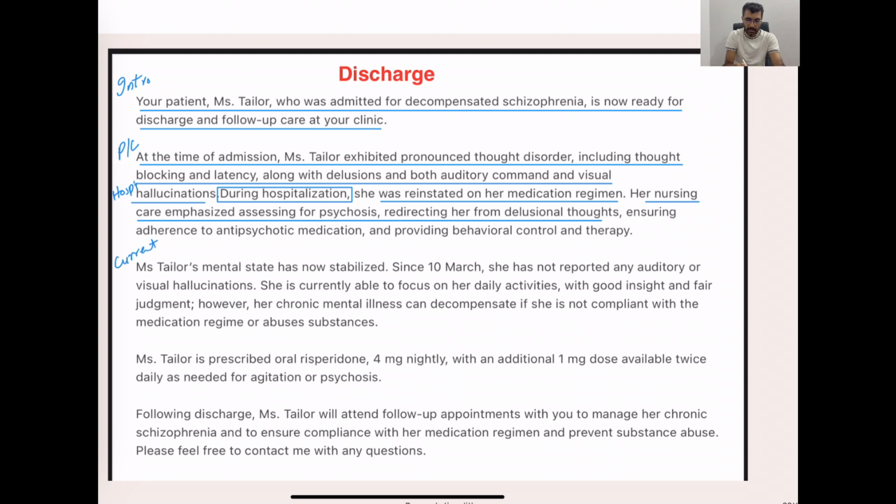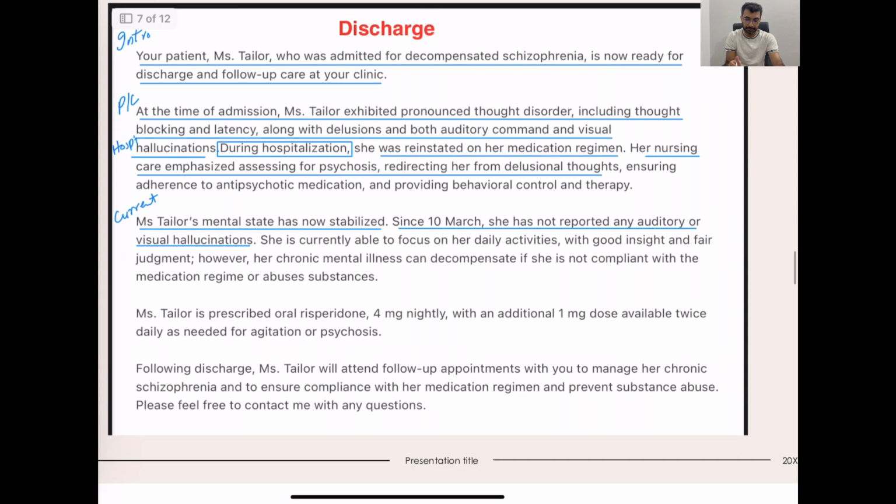So Ms. Taylor's mental state has now stabilized. Since 10 March, she has not reported any auditory or visual hallucinations. Like that, we'll write the patient's current status. Then discharge medications. So Ms. Taylor is prescribed oral risperidone 4 milligram nightly. Like that. Then conclusion.